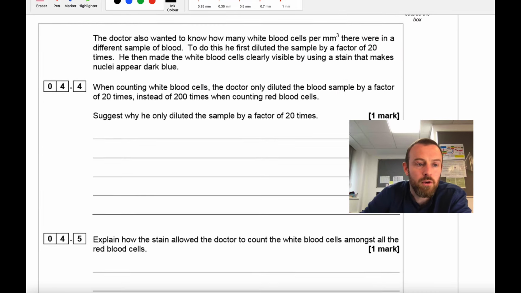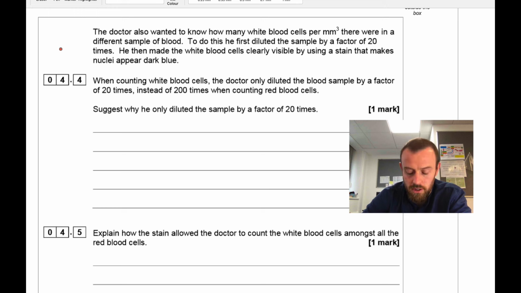The doctor also wanted to know how many white blood cells per millimeter cubed there were in a different sample of blood. To do this, he first diluted the sample by a factor of 20 times, not 200, 20 this time. He then made the white blood cells clearly visible by using a stain that makes the nuclei appear dark blue. Yeah, that probably binds to the DNA, by the way. Red blood cells don't have a nucleus, so they wouldn't stain dark blue. When counting white blood cells, the doctor only diluted the blood sample by a factor of 20 instead of 200.